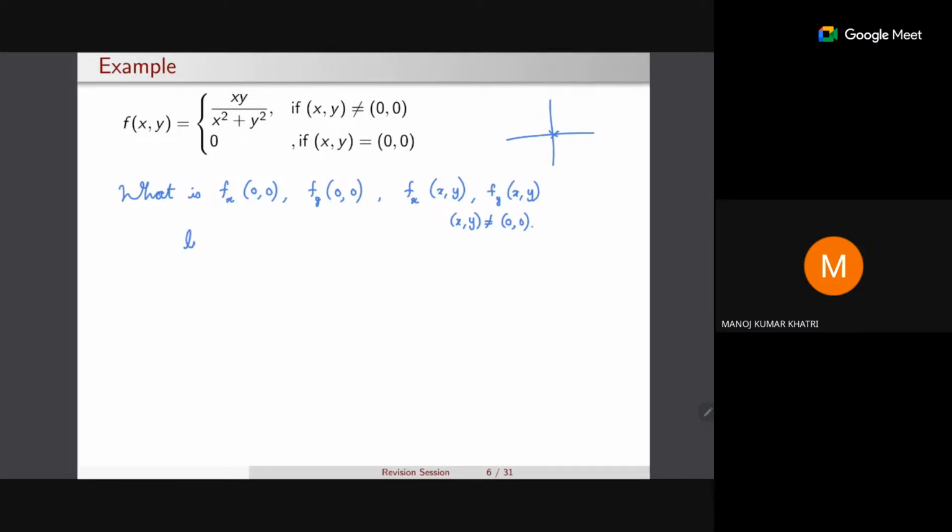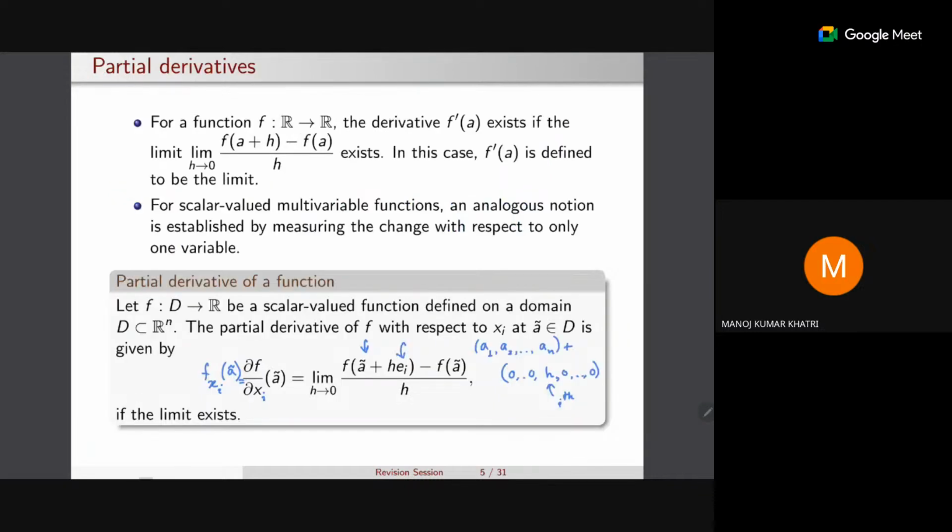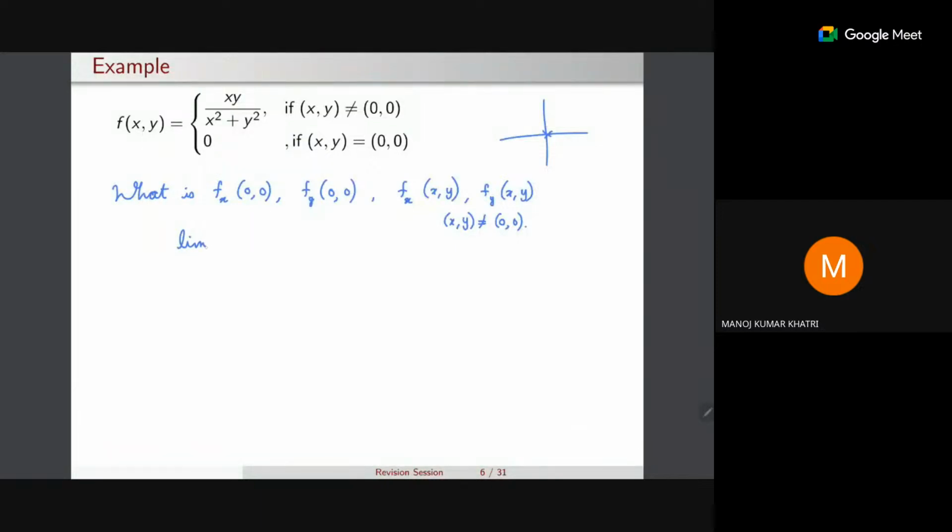So the thing that you have to compute the limit of is f of (0, 0) plus h times the standard vector in the first coordinate, minus f of 0, 0, divided by h. This is what we have to do, correct? If this limit exists, then my fx of 0, 0 will be equal to this.